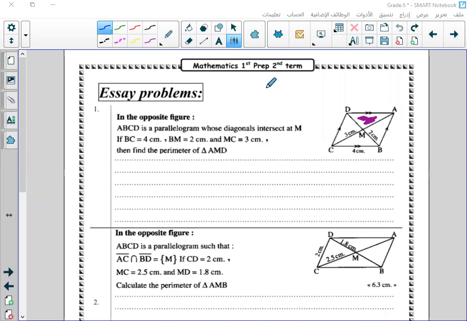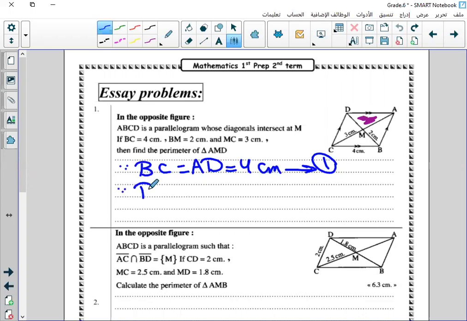The length of DA will be equal to 4 centimeters, since BC equals AD equals 4 centimeters. This is the first one. And since BM equals MD equals 2 centimeters, because the two diagonals in a parallelogram bisect each other, MD will be equal to 2 centimeters. This is number 2.